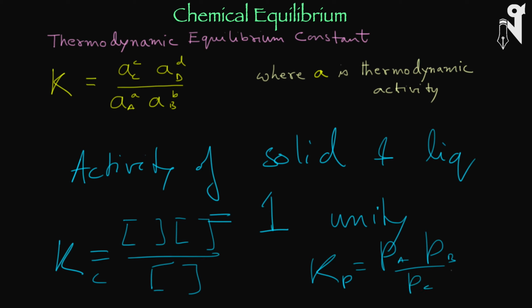So I hope we have understood till now what K means, what Kp means, what Kc means. Now we'll derive a relation between Kp and Kc. If the Kc is given to us, how to find the Kp? If the Kp is given to us, how to find the Kc? At times it is useful.